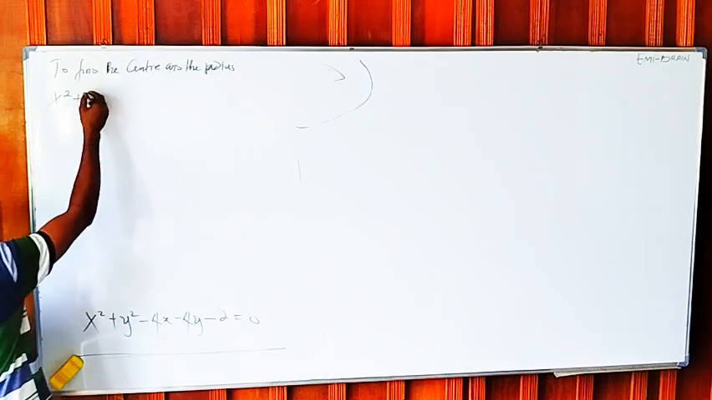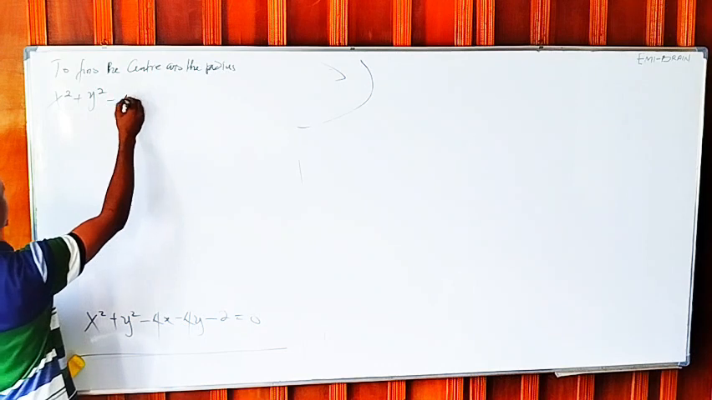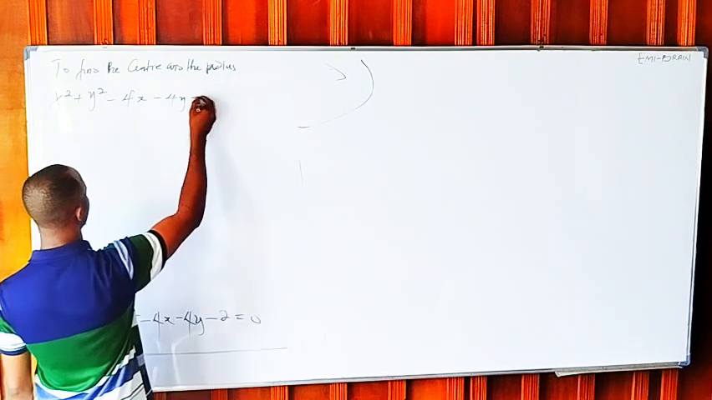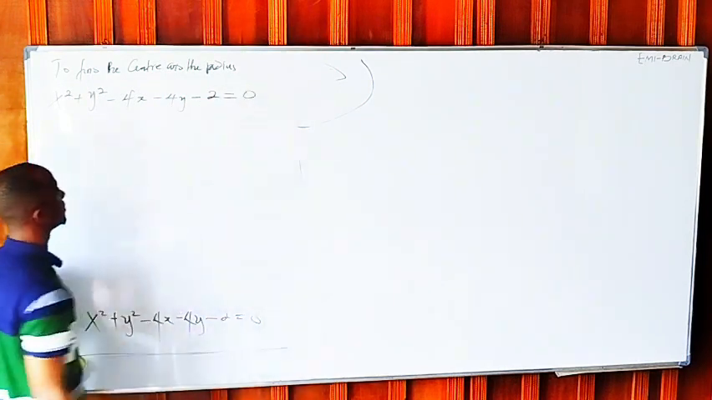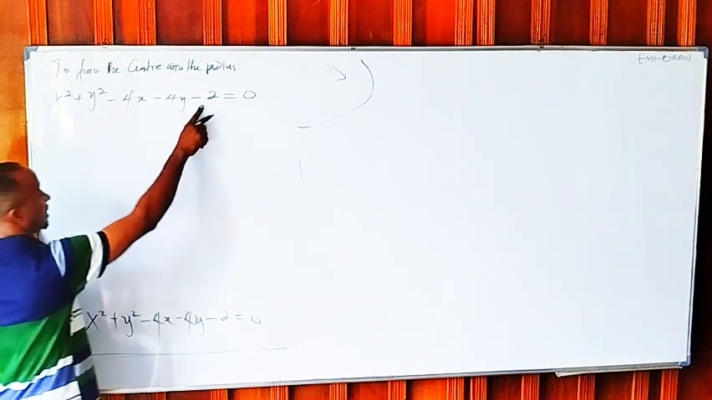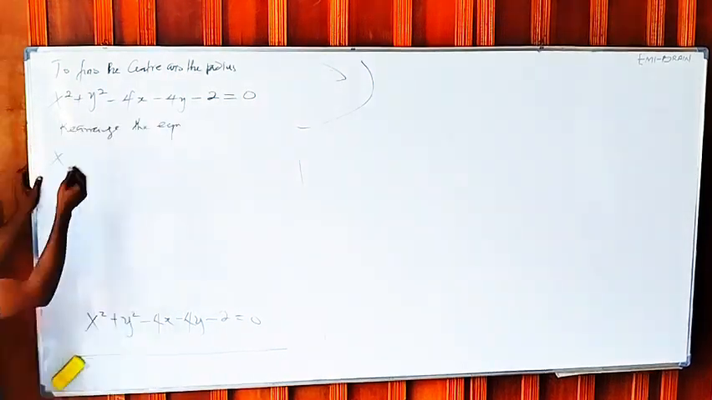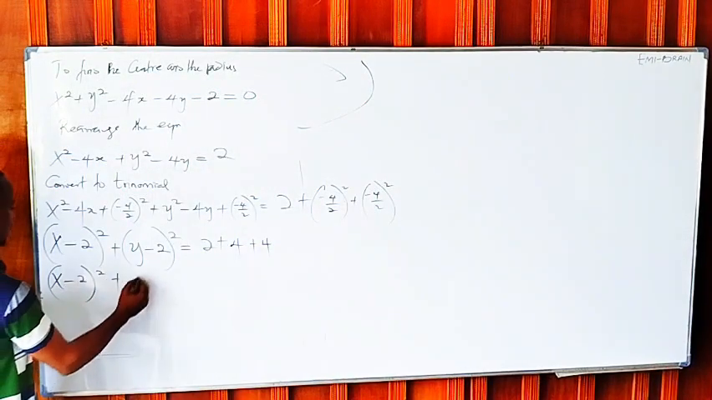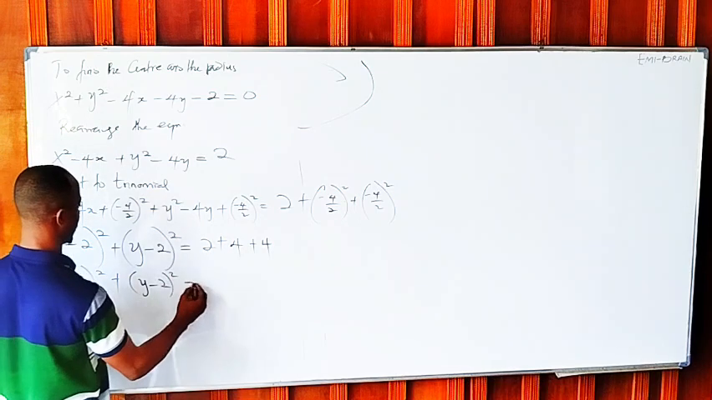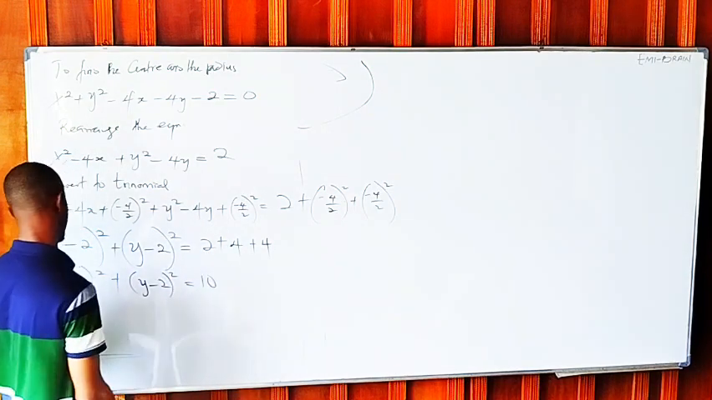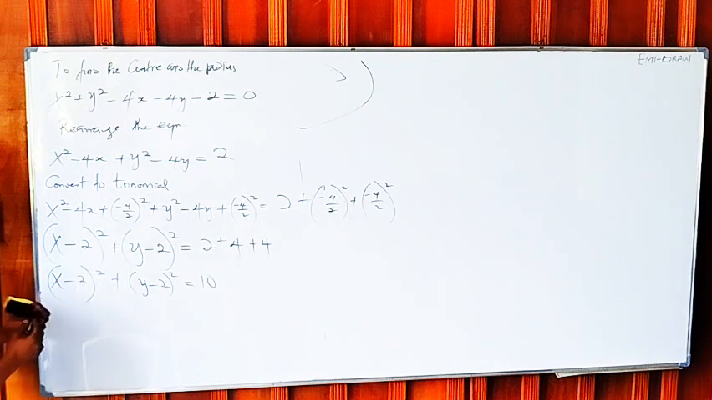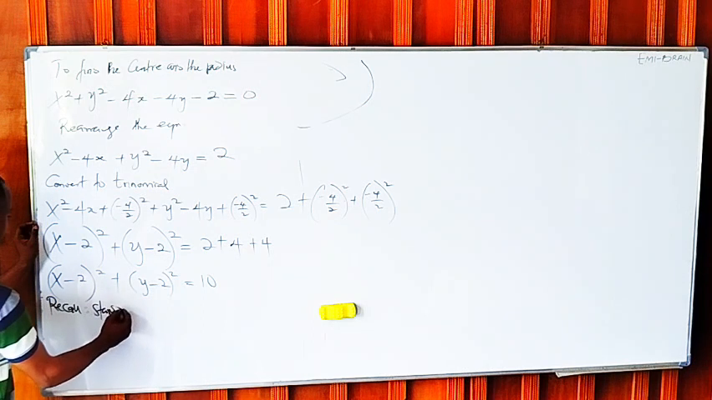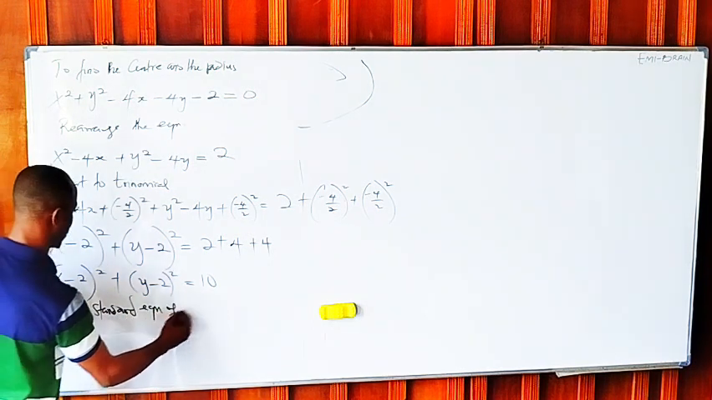x squared plus y squared minus 4x minus 4y minus 2 equals 0, right? So what do we do first? We move this constant to the other side. Then complete the square: x minus 2 all squared plus y minus 2 all squared equals 10. Are you following me? Bring that to the standard equation of a circle.